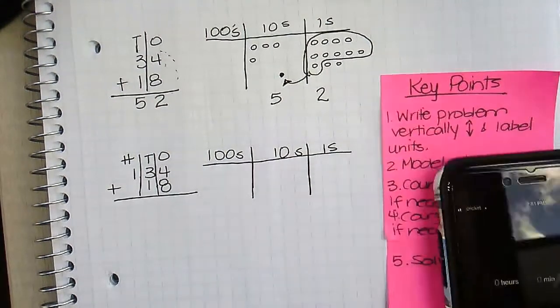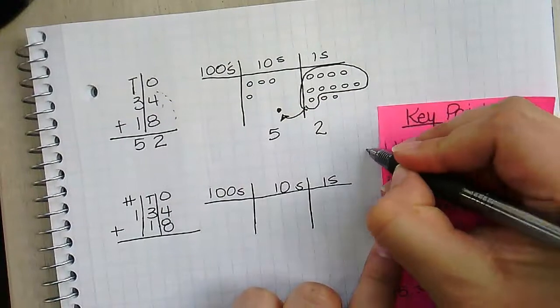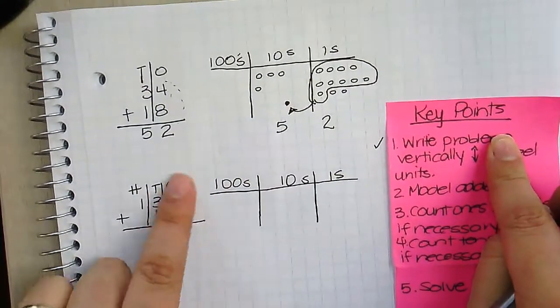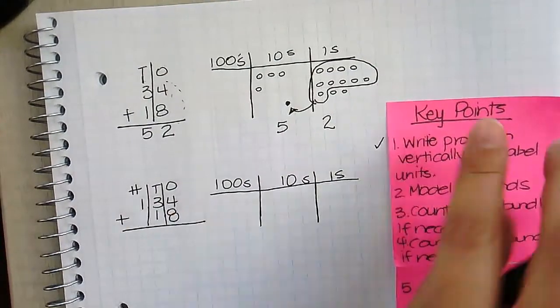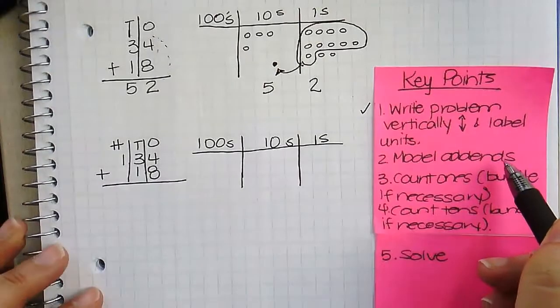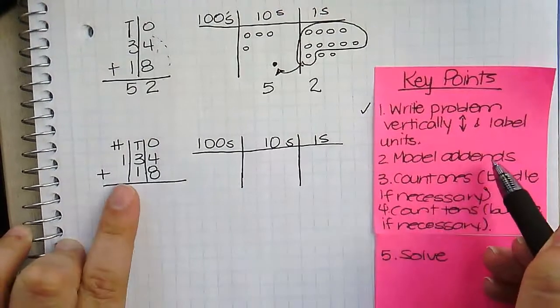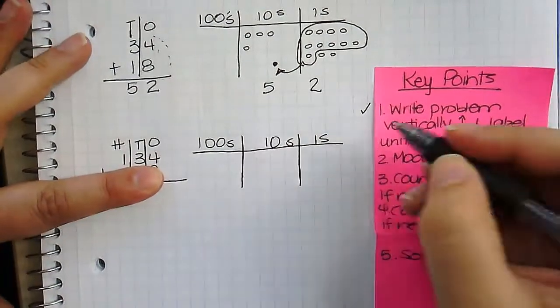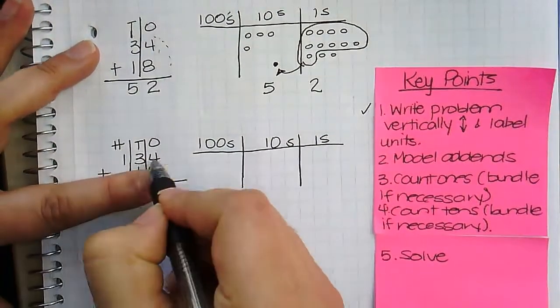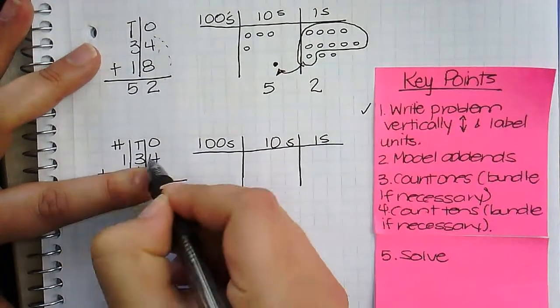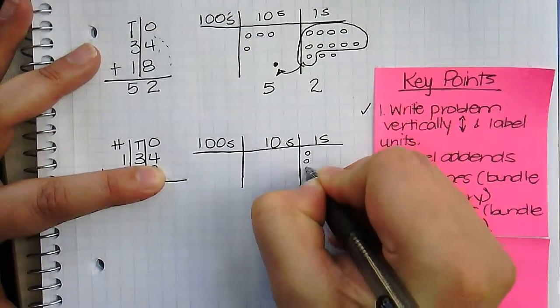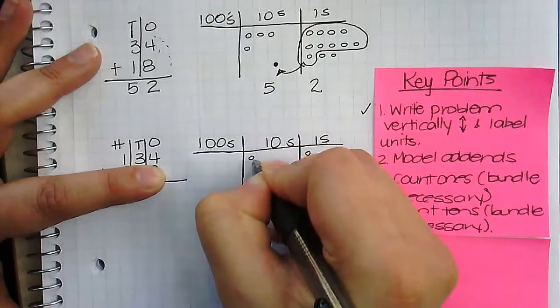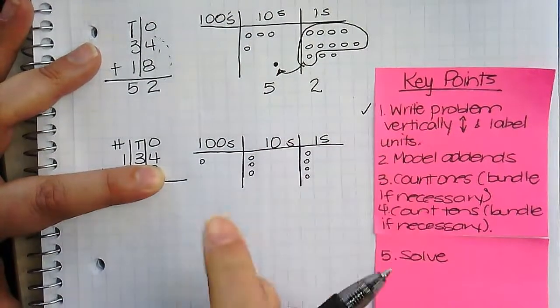Okay, so we already did key point number 1, which was to write the problem vertically for the standard algorithm, boys and girls. This is the way you write it. Key point number 2 says model the addends. So first I model the first number. It says 134. That tells me that I have 4 ones, 3 tens, and 100.